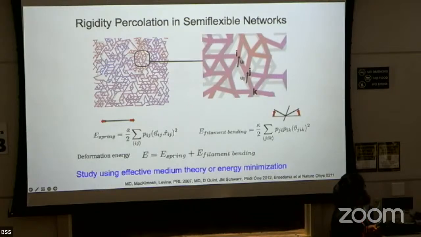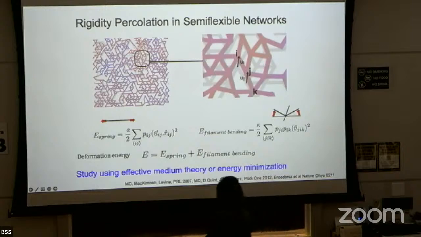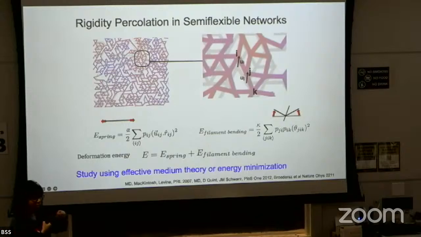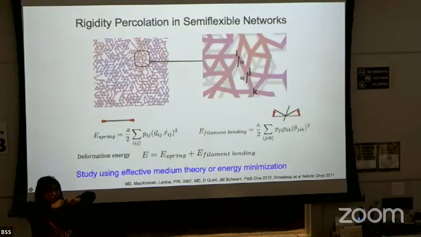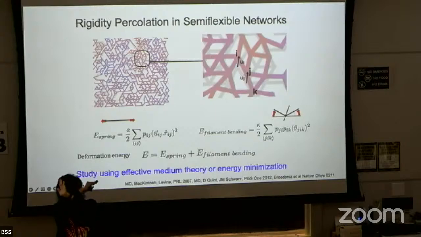Okay, so I already talked a little bit about this situation, right? So what will happen? We have a semi-flexible network. So in addition to worrying about stretching energy, we also have to now consider bending energy, right? Because it also costs energy to bend filaments. But we are only considering bending along filaments, not angular springs between crossing filaments like this, right?